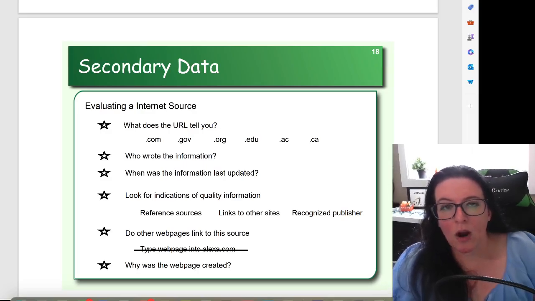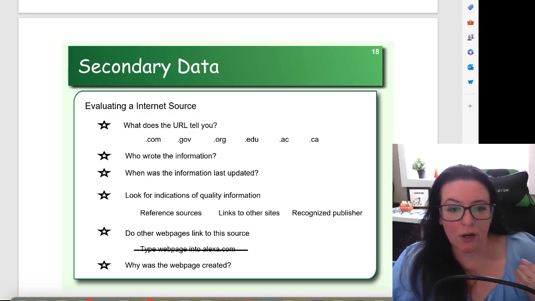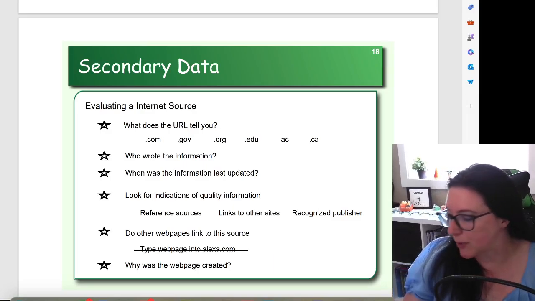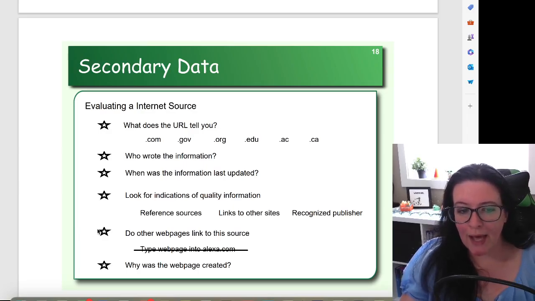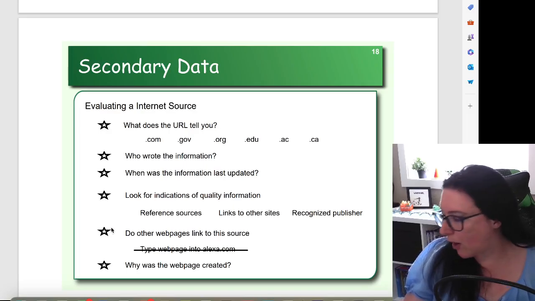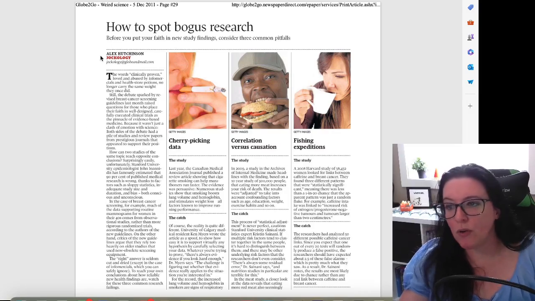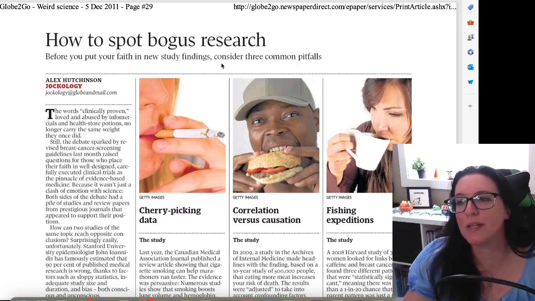So are they making arguments that simply support their political agenda or their bias or their perspective, or is it actual data that we can trust? So when we look at information, we should always be skeptical as to whether or not it is accurate or trustworthy. So we can look, for example, at this article, which gives us some helpful advice to spot bogus research.